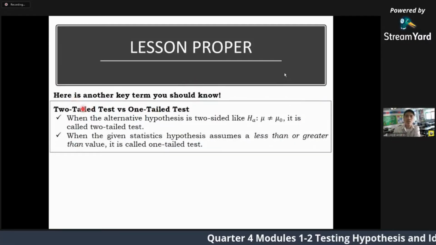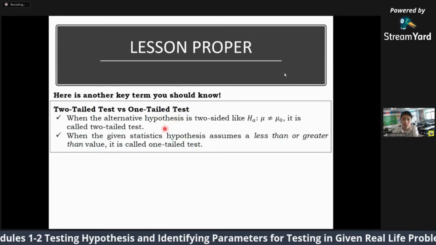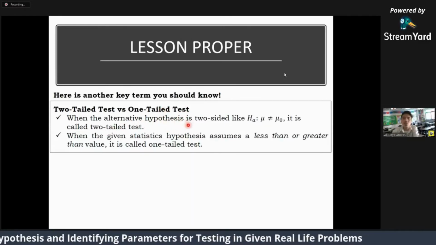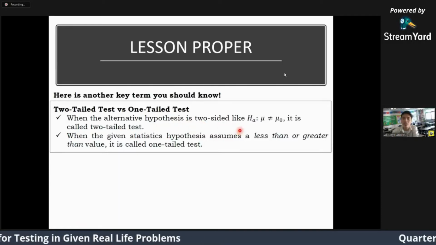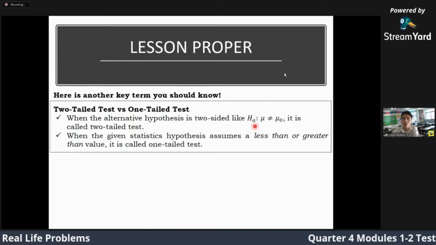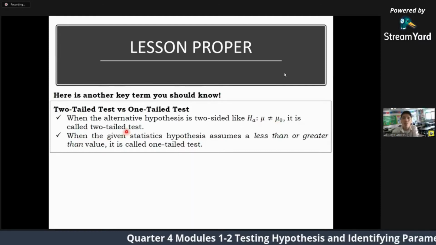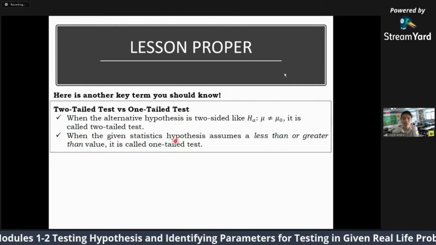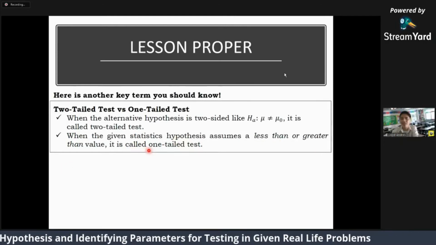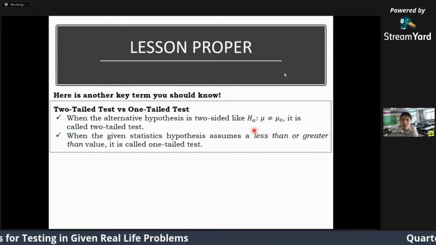Next, here is another key term you should know: the two-tailed test versus the one-tailed test. When can you say that it is a two-tailed test and a one-tailed test? When the alternative hypothesis is two-sided. In symbol, say for example, H sub A, mu is not equal to mu sub O, it is called two-tailed. But when the given statistical hypothesis assumes a less than or greater than value, it is called a one-tailed test.